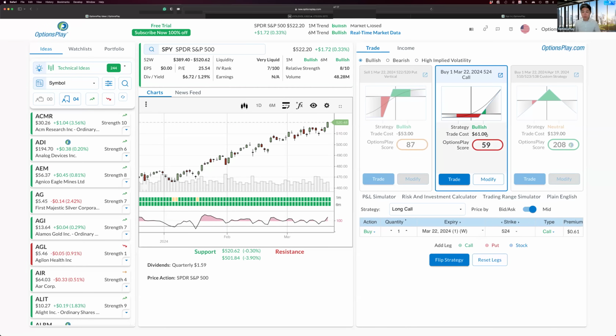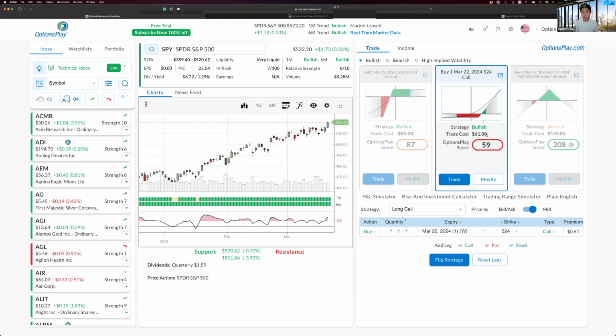VIX is obviously very low, so the premiums are quite inexpensive to buy these out of the money call options. And what you're looking for is maybe a $3-4 move in SPY, and that's what's going to give you that 61-cent option turning into a $3 option by expiration. You could be looking at a 400, 500, 600% return on your call option.